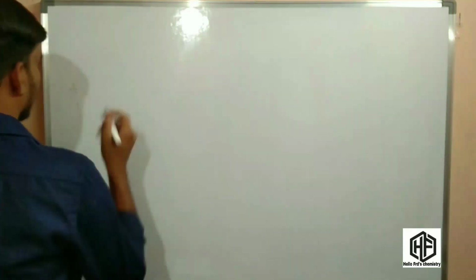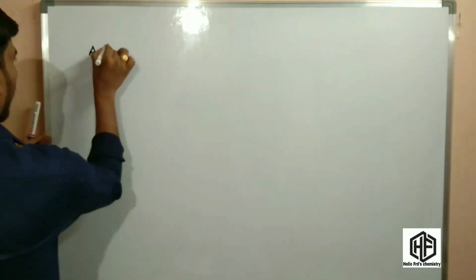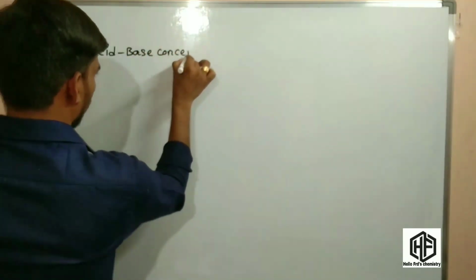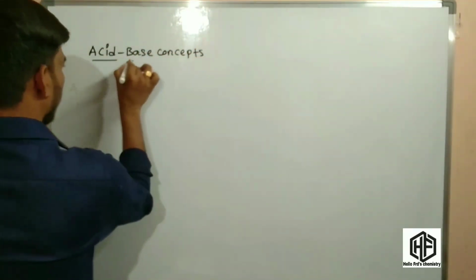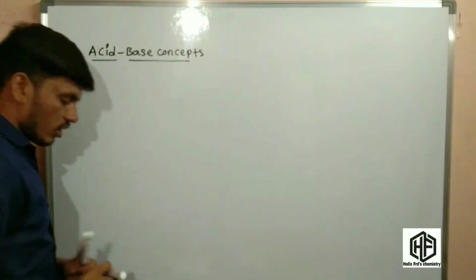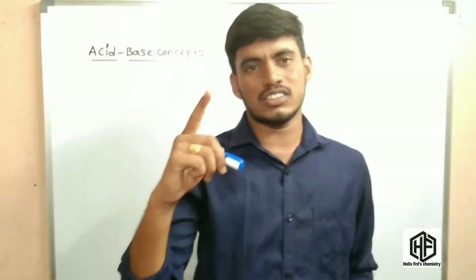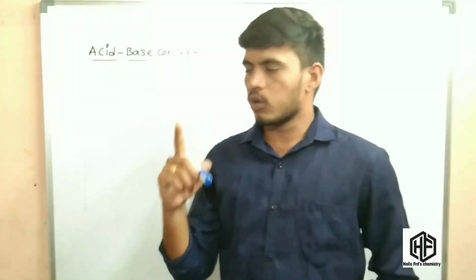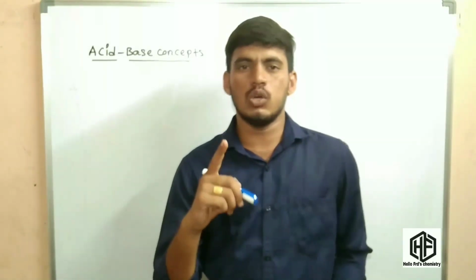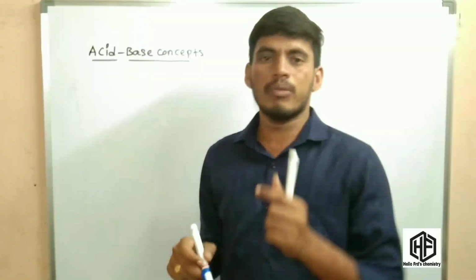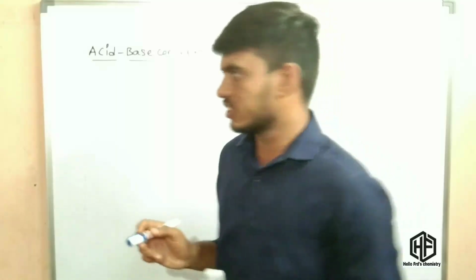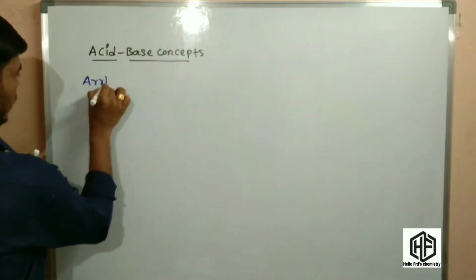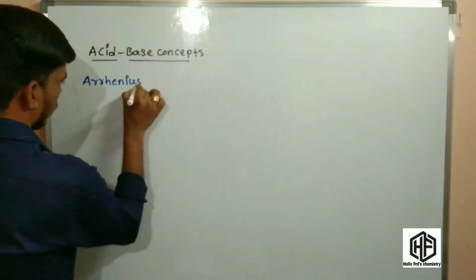Friends, the concept is the acid base concept. Acid base concepts are classified into three types. One is the Arrhenius concept, the second one is the Bronsted-Lowry concept, and the third one is the Lewis acid base concept. Now I will explain one by one in this class. First of all, the Arrhenius concept.